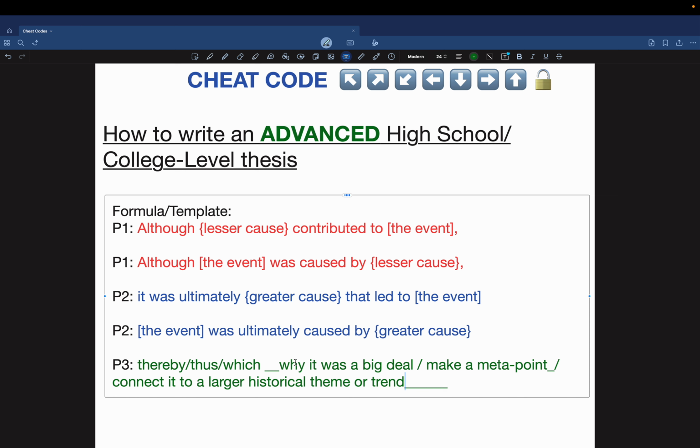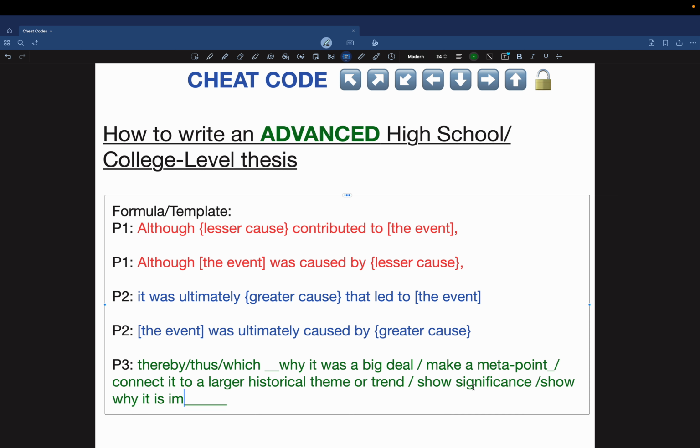So thereby, thus, which, why was it a big deal? Make a meta point connected to a larger historical theme or trend. In short, you should just show significance. Show why it is important. So there's a lot of ways you could end it, but there you have it. That is how I would write a more advanced thesis.